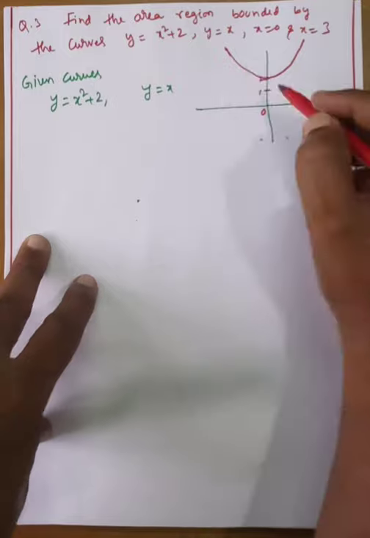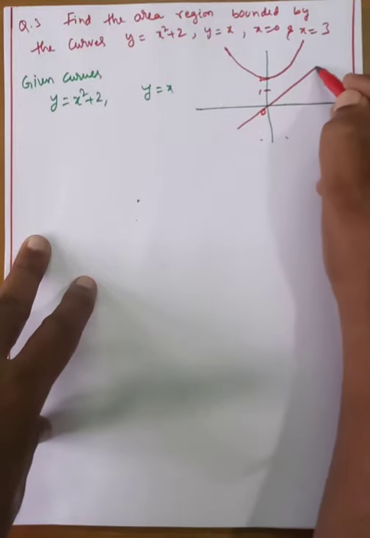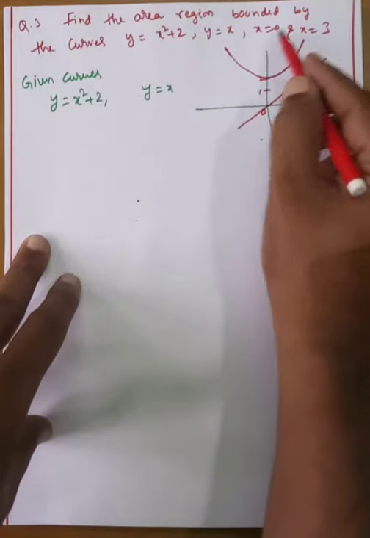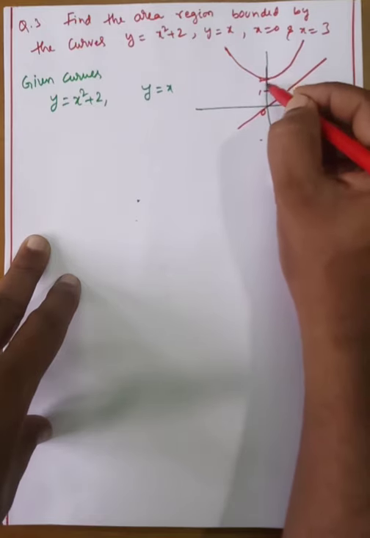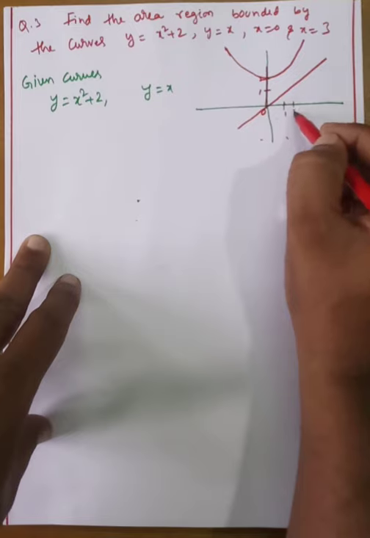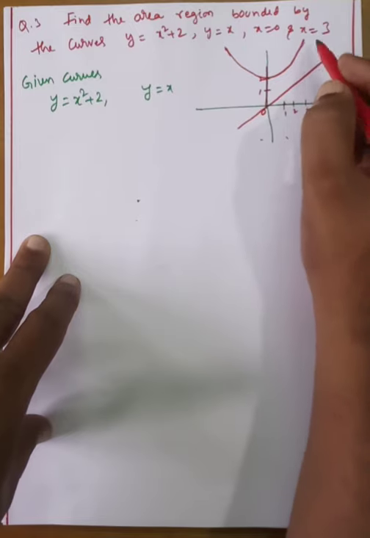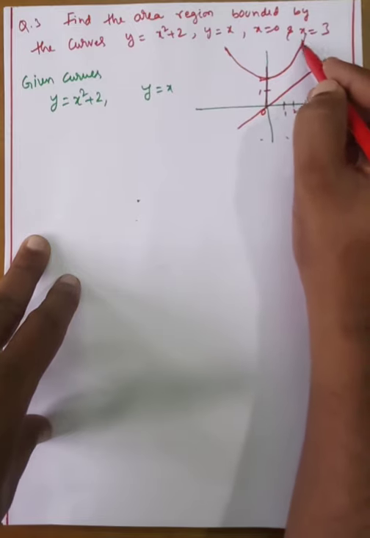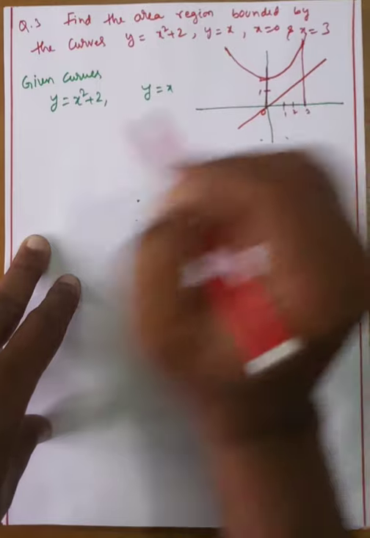Next observe that y is equal to x. Y is equal to x means this line. What is given? X is equal to 3. X is equal to 3 means a vertical line. Here 1, suppose 2, this is 3. X is equal to 3. Now extend this x is equal to 3 line.